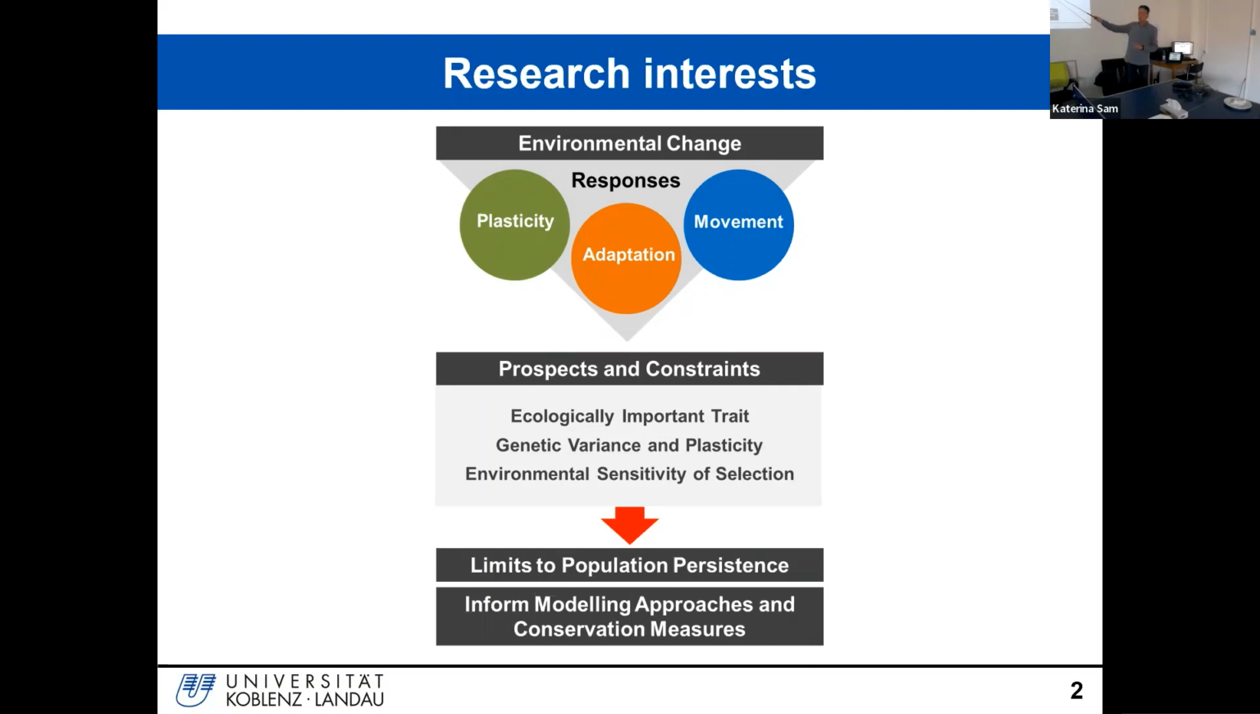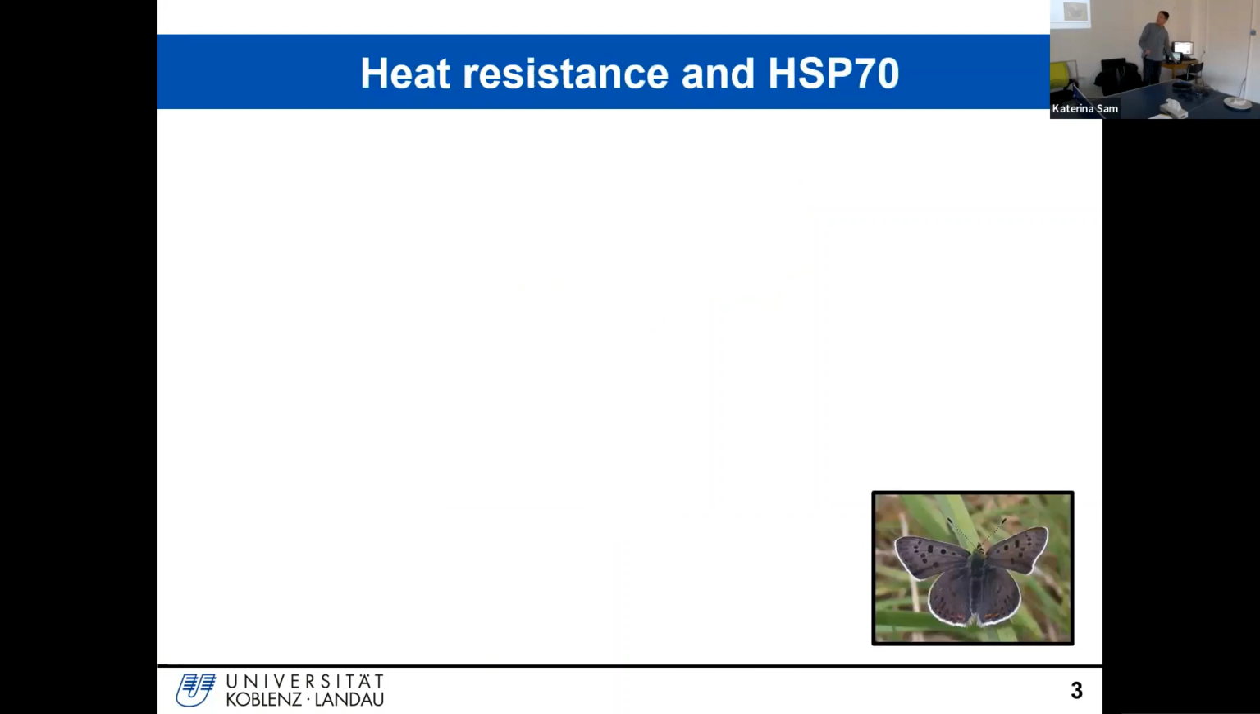I'm interested in the prospects and constraints of those strategies, and the aim would be to better understand the limits to population persistence and to inform modeling and especially conservation measures. But today I will focus on movement, on dispersal, but to also at least give you a flavor on the other topics, plasticity and genetic adaptation. I will briefly give you one example on heat resistance and the expression of heat shock protein. In this butterfly, you will hear a little bit more today.